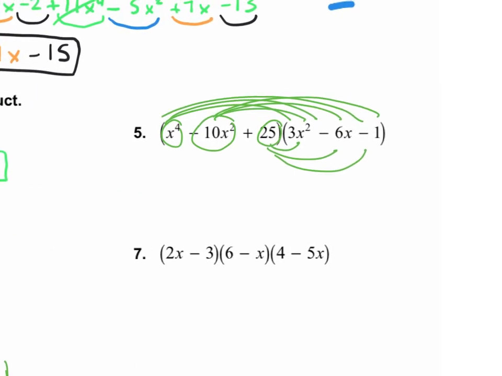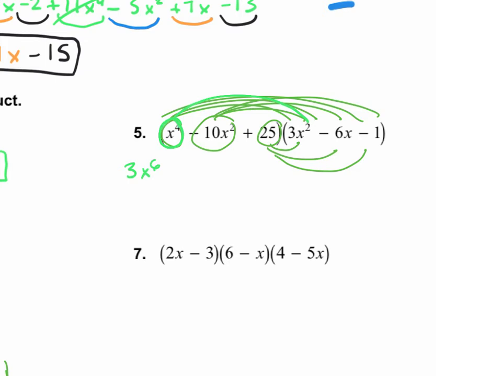So for number 5, this is like foiling on steroids. We just have to make sure every term in our first set gets multiplied to every term in our second set. So we start with x to the 4th power. So x to the 4th times 3x squared. What would we get there? 3x to the 6th power.